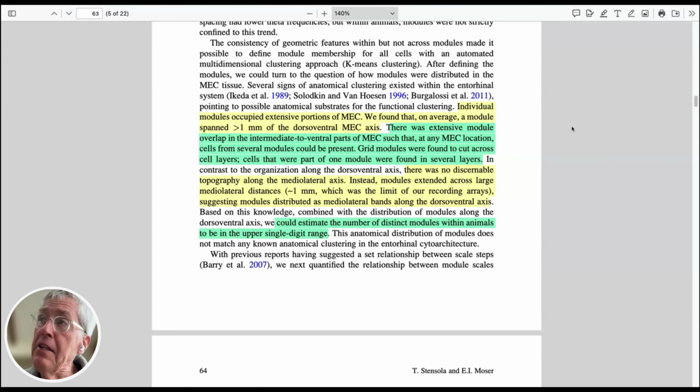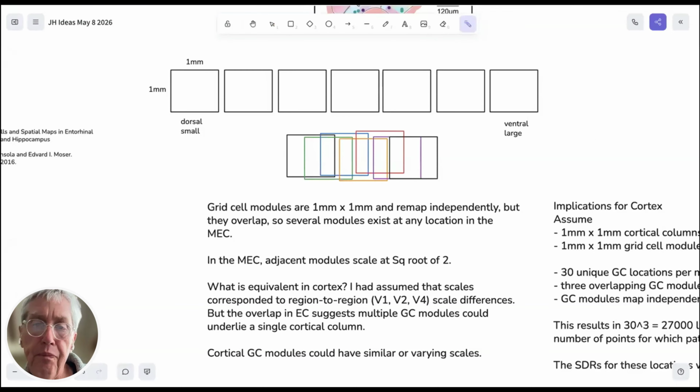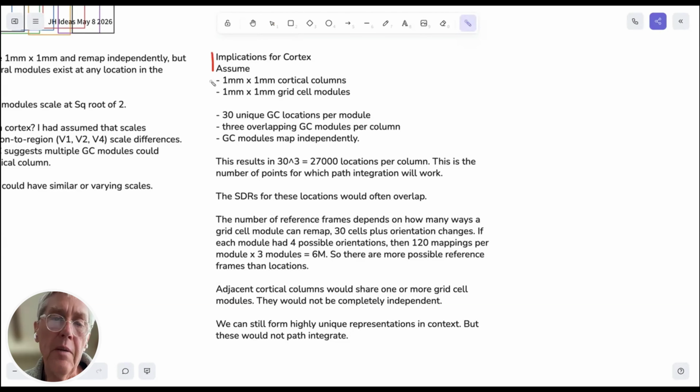This says that idea is maybe somewhat still valid, but I don't just have one grid cell module at any point in time. I might have three or four of them that are overlapping. So let me walk through some of my thinking about that. Okay, so what are the implications for cortex? For starters, I'm going to assume we have columns that are millimeter square, like I've argued recently.